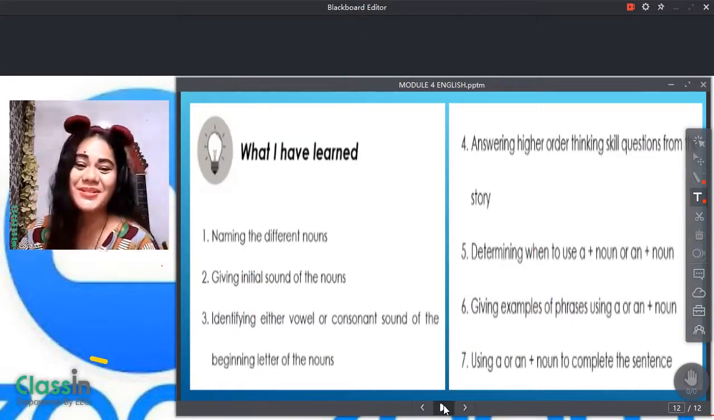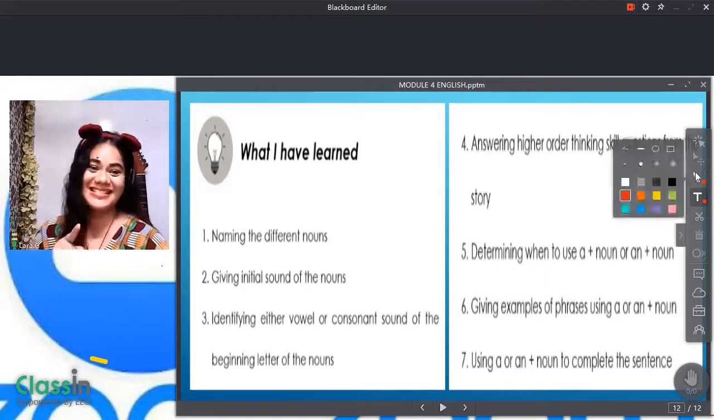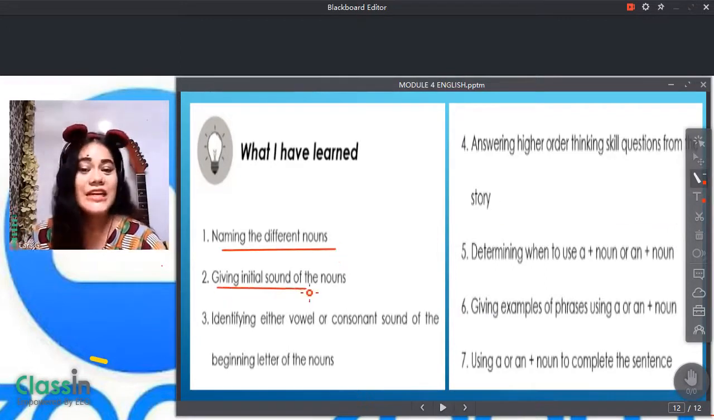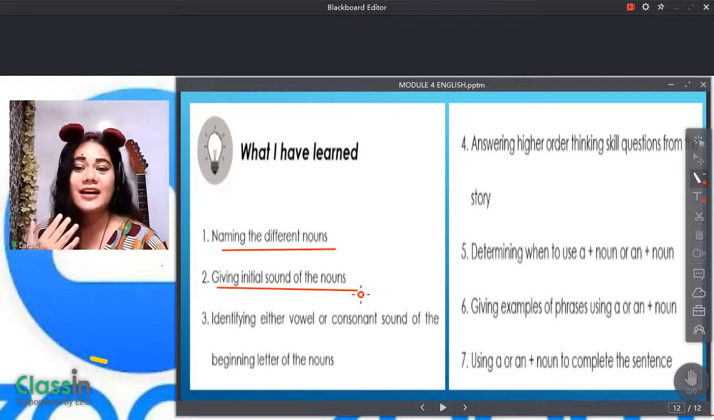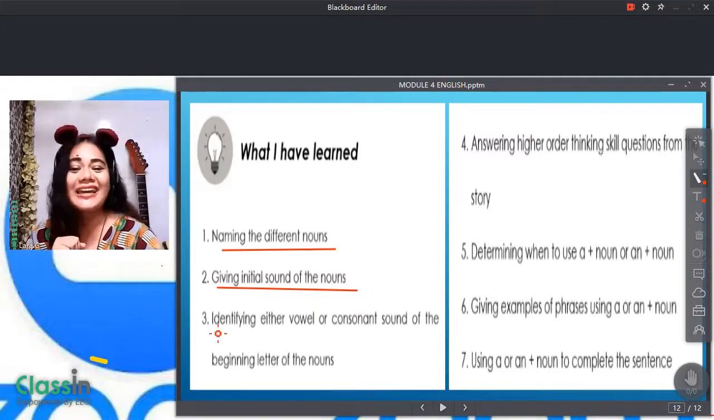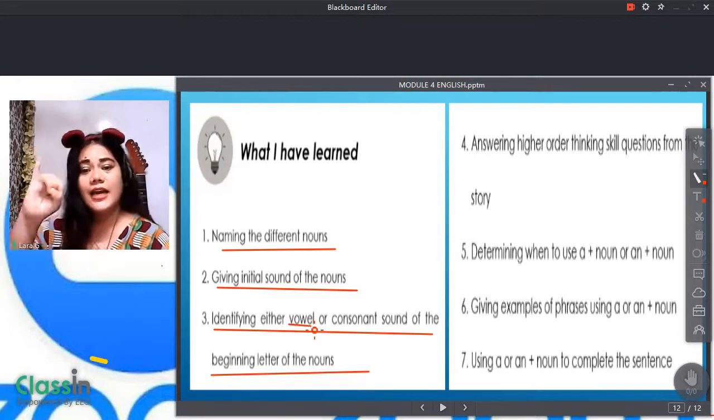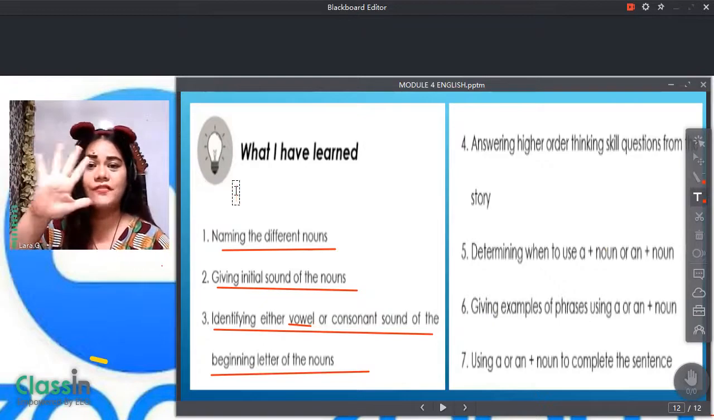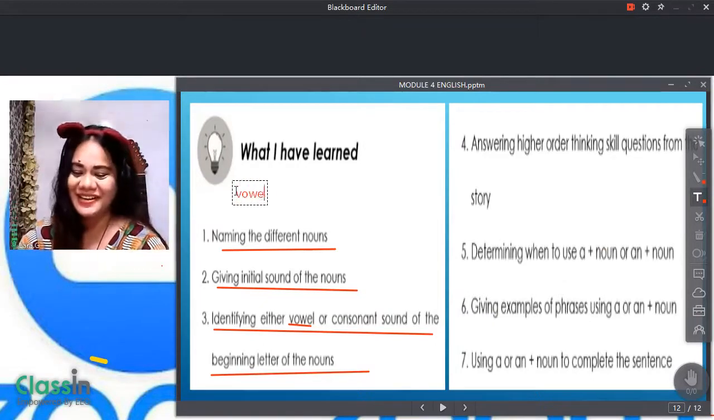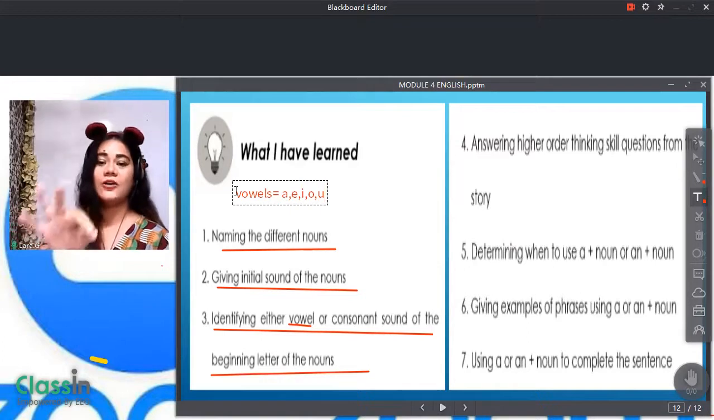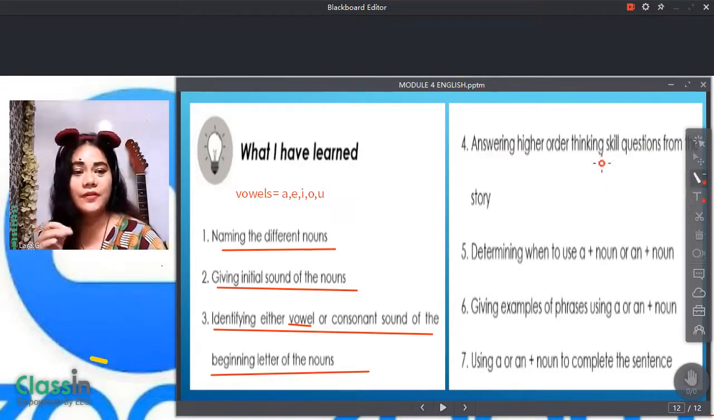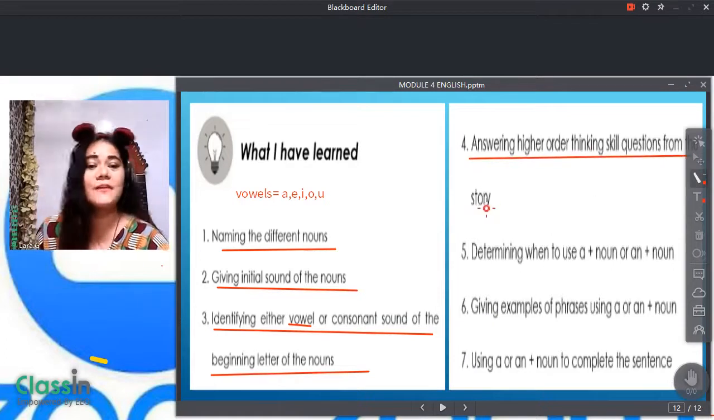Now, for this module, you're able to name the different nouns. And you are also able to give the initial sound of the nouns like A, E, I, O, U. These are the vowels. Identifying either vowel or consonant sounds of the beginning letter of the nouns. Again, what are vowels? A, E, I, O, U. Remember the five? You will get it all. And you're also able to answer higher order thinking skill questions from the story.